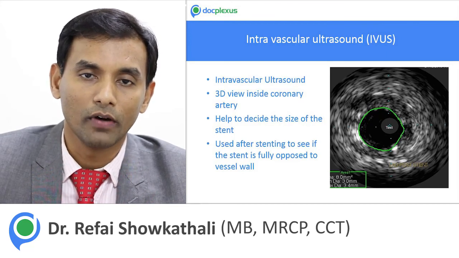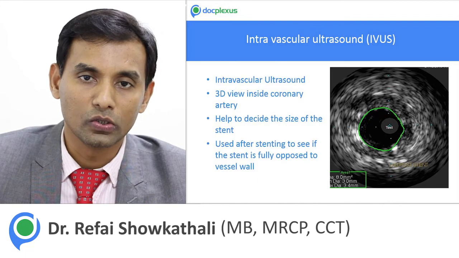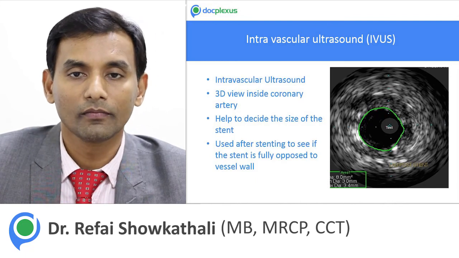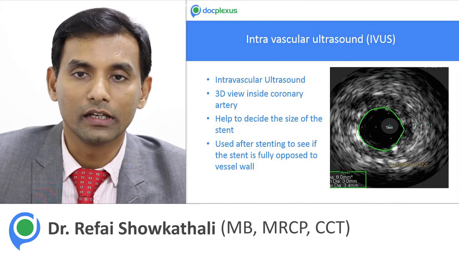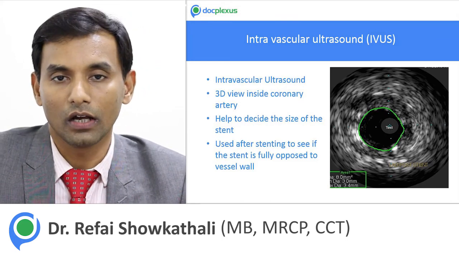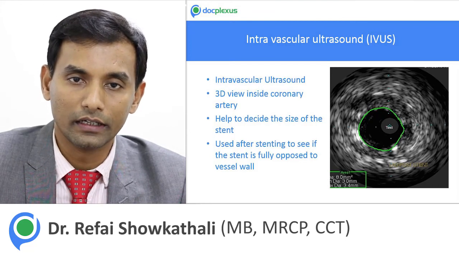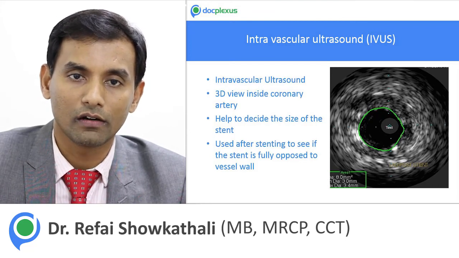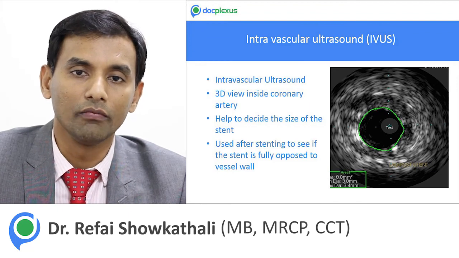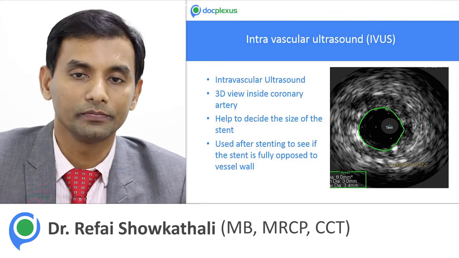A 2.5 millimeter balloon was used to predilate the LAD from the mid segment to the proximal segment, and also the left mainstem artery. Once we established the balloon, we had TIMI-3 flow, and then we decided to use intravascular ultrasound to decide on the size of the stent to be used. The intravascular ultrasound gives a 3D view of the inside of the coronary artery, and it helps to decide the size of the stent.